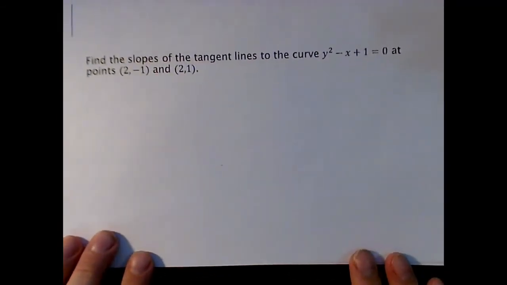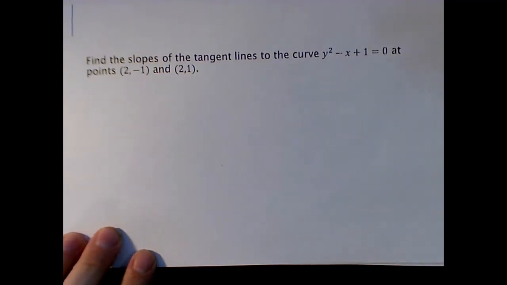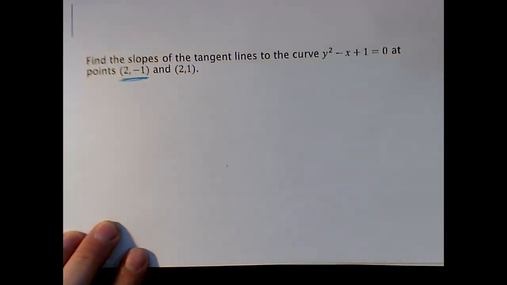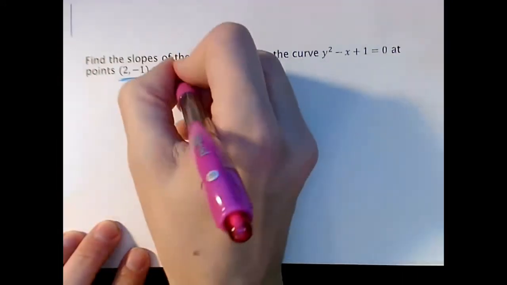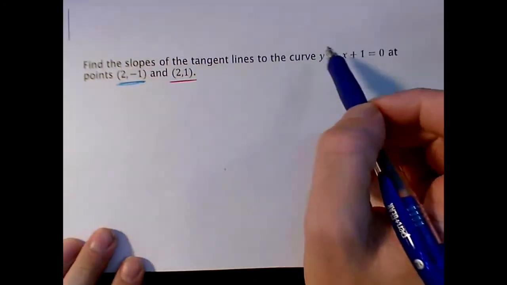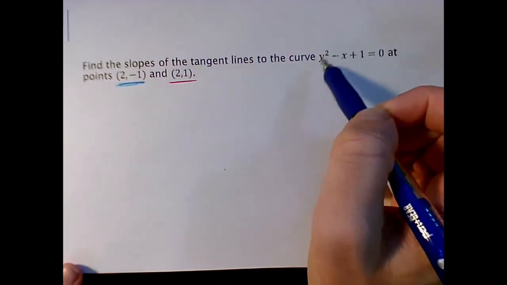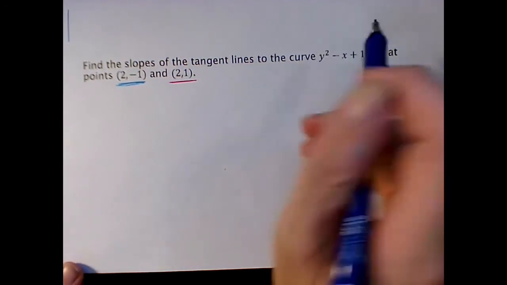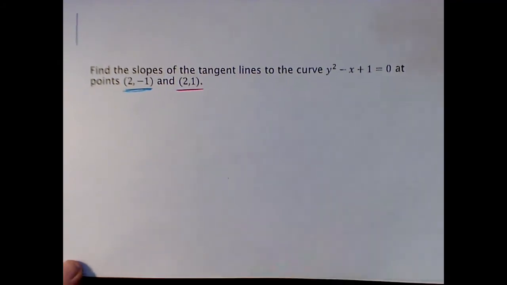So I have to find the slopes of the tangent lines to the curve y squared minus x plus 1 equals 0 at 2 specific points. So I have to do that guy and I have to do that guy. But before I can do either of them, I need to find the derivative of that equation up there. Well, what I could do is add x, subtract 1, and square root both sides, positive or negative. But we do have this nifty thing called implicit differentiation, which I'm going to use instead.